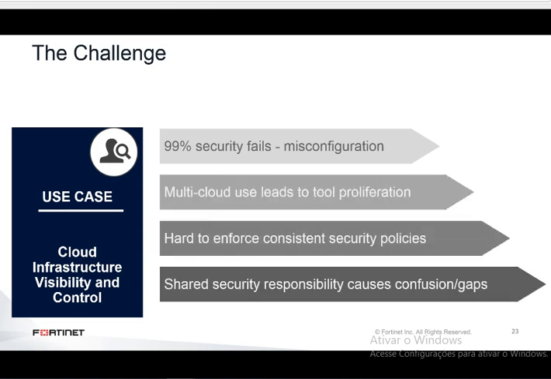The Cloud Infrastructure Visibility and Control use case addresses the challenges of tracking and monitoring security configurations and security events across clouds and data centers. Gartner mentioned that 99% of cloud security failures are due to misconfiguration and human error. Cloud computing can make this worse by spreading responsibility across development teams, clouds, and cloud vendors.